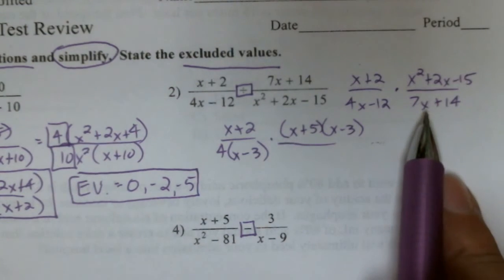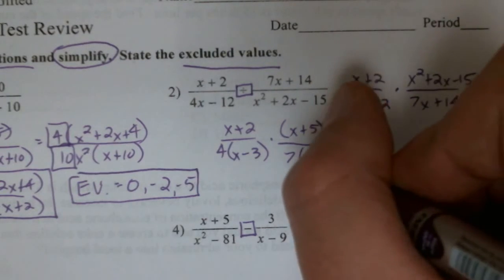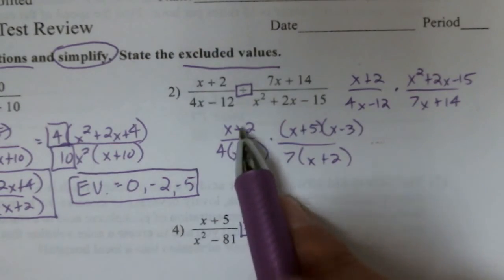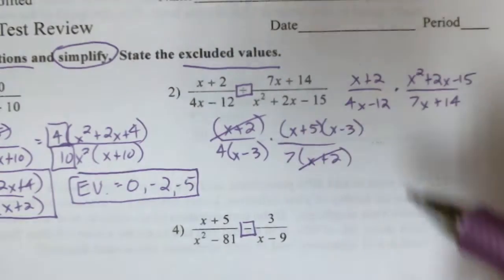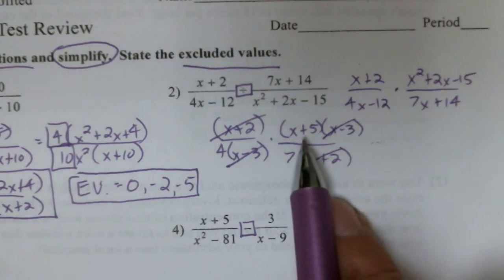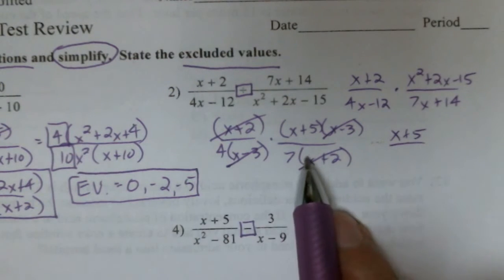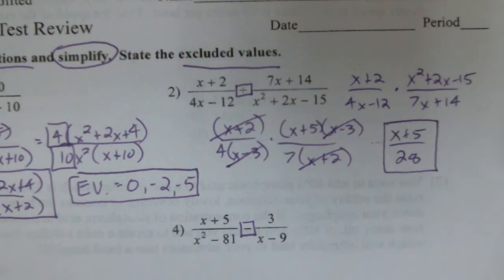On the bottom, what can I do? I can pull out a 7. That is going to leave me with x plus 2. All right, let's look and see what I got. I got an x plus 2, you can put that in parentheses if you want. I got an x plus 2 and x plus 2. Bye-bye. See you later. x minus 3, x minus 3. Bye-bye. Nice knowing you. So on top, I'm left with an x plus 5, and on the bottom, I'm left with 4 times 7, which is 28. So that's my simplified answer.